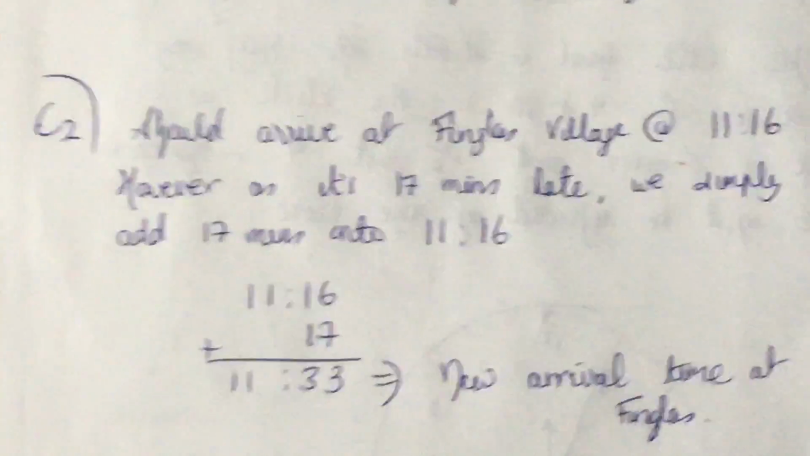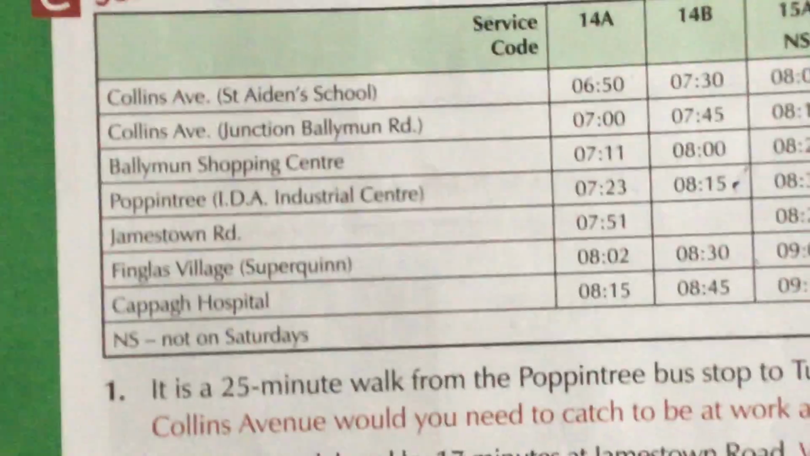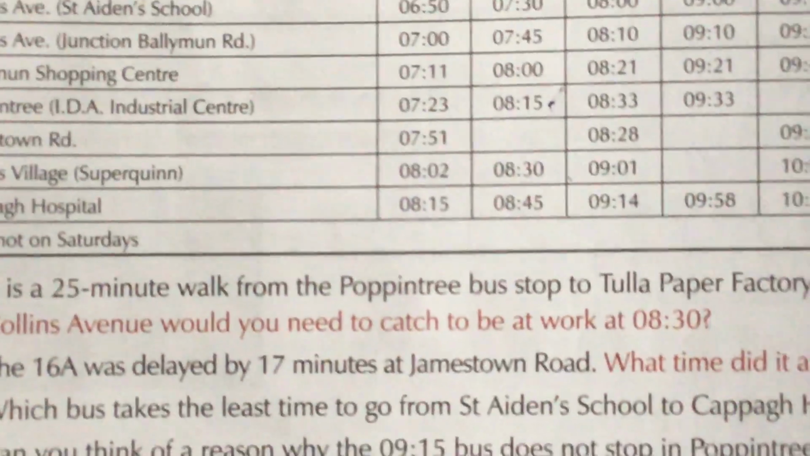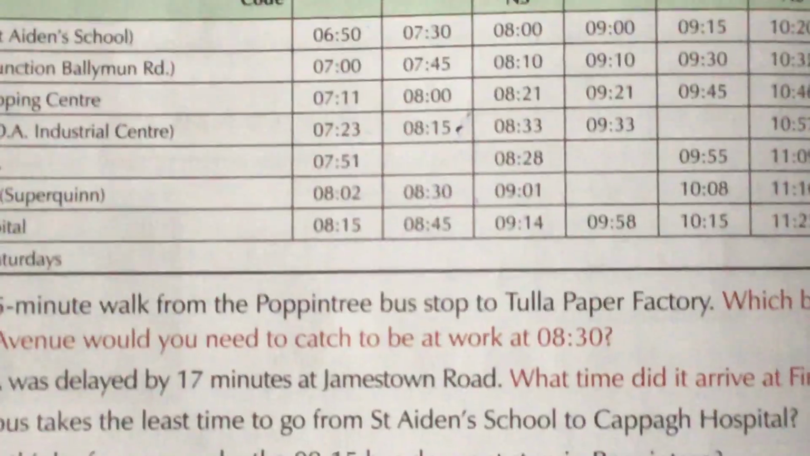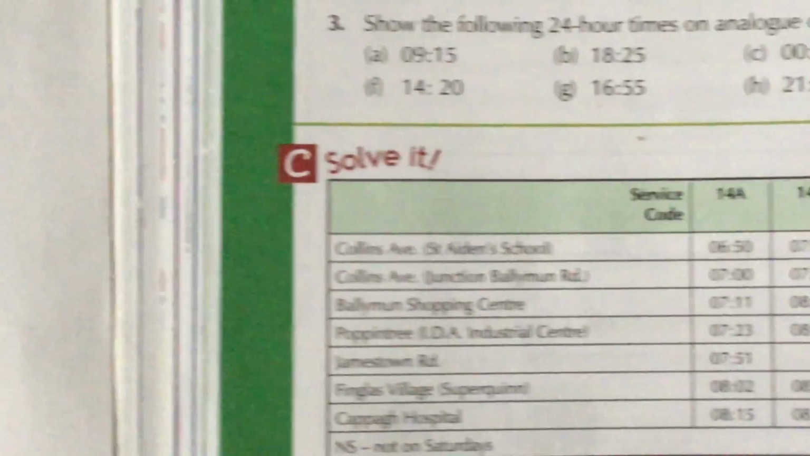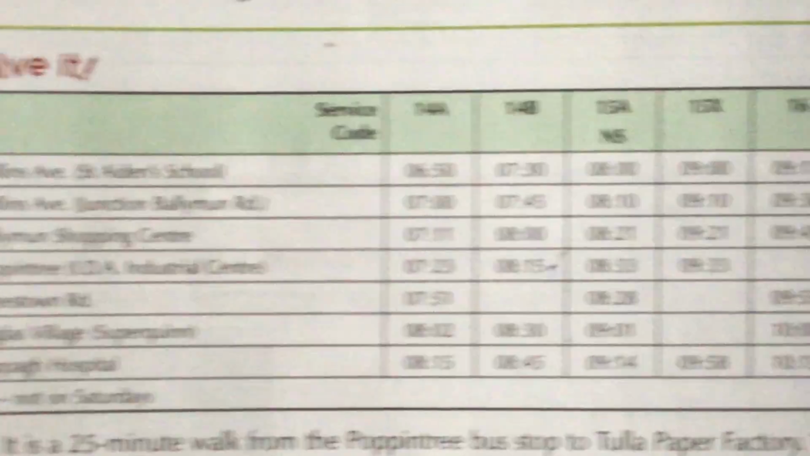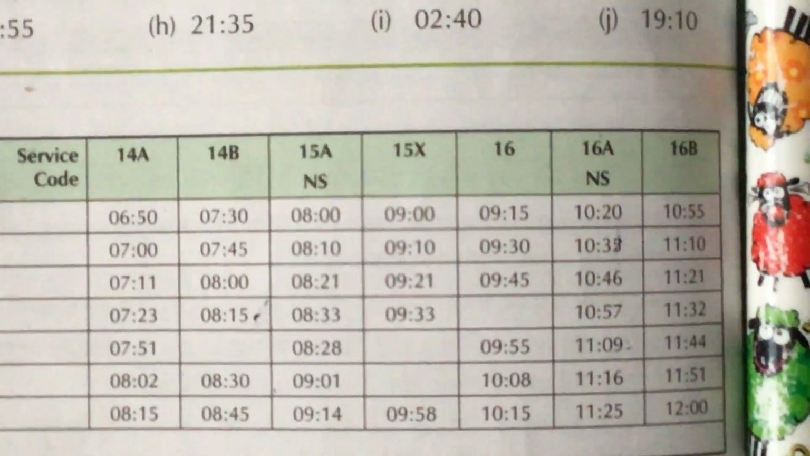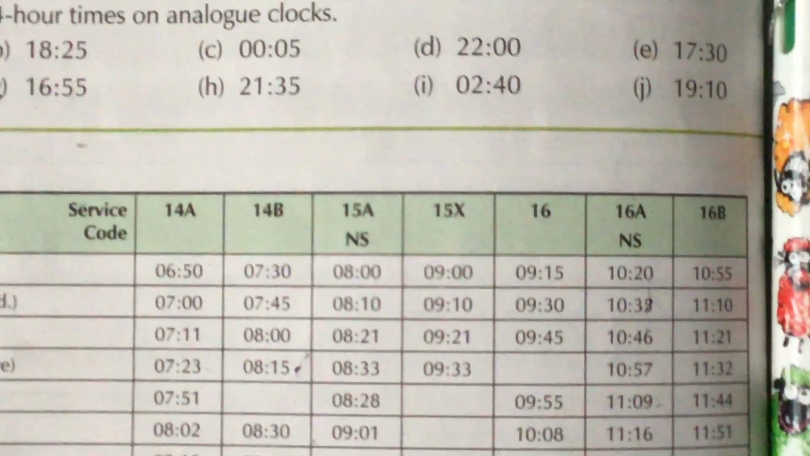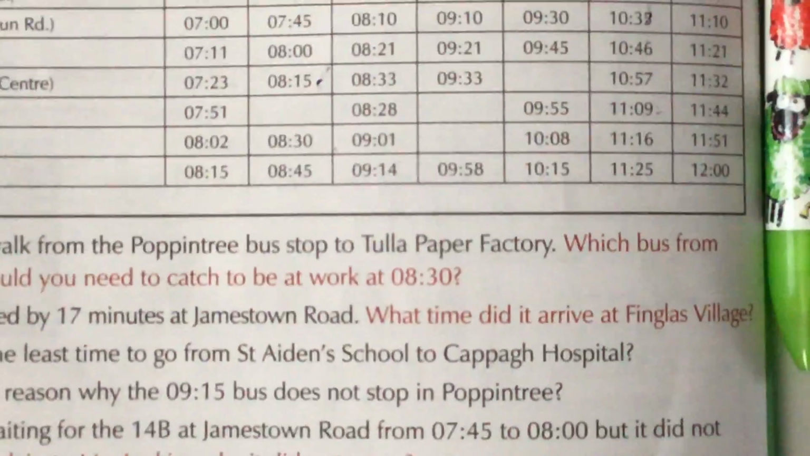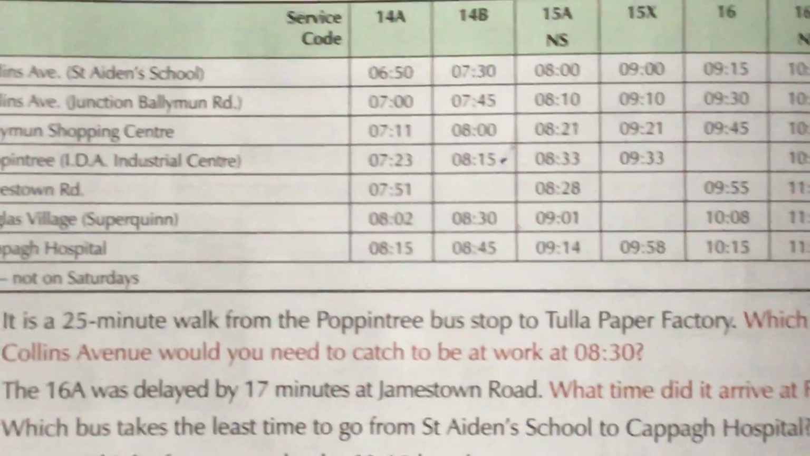So, C2. The question reads, the 16A was delayed by 17 minutes at the Jamestown Road. What time did it arrive at Finglas Station? So it should arrive at Finglas Station at 11:16. But we have been told it is delayed by 17 minutes.